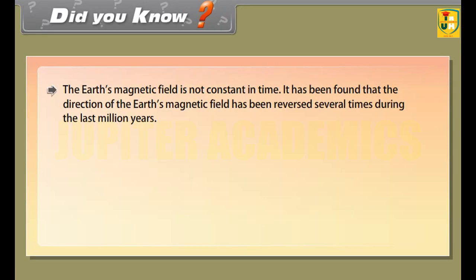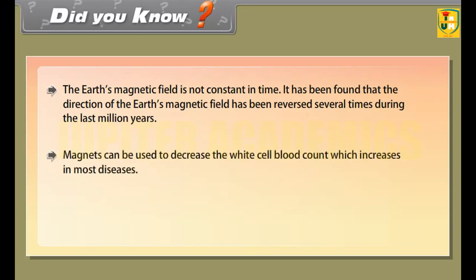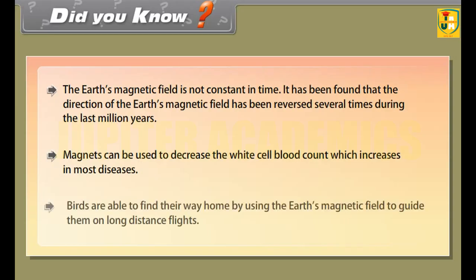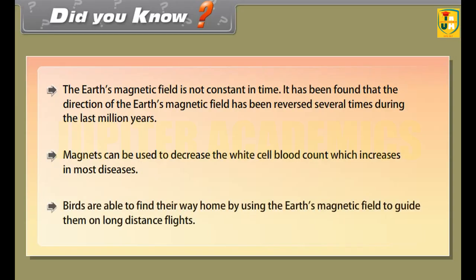It has been found that the direction of the Earth's magnetic field has been reversed several times during the last million years. Magnets can be used to decrease the white cell blood count, which increases in most diseases. Birds are able to find their way home by using the Earth's magnetic field to guide them on long-distance flights.